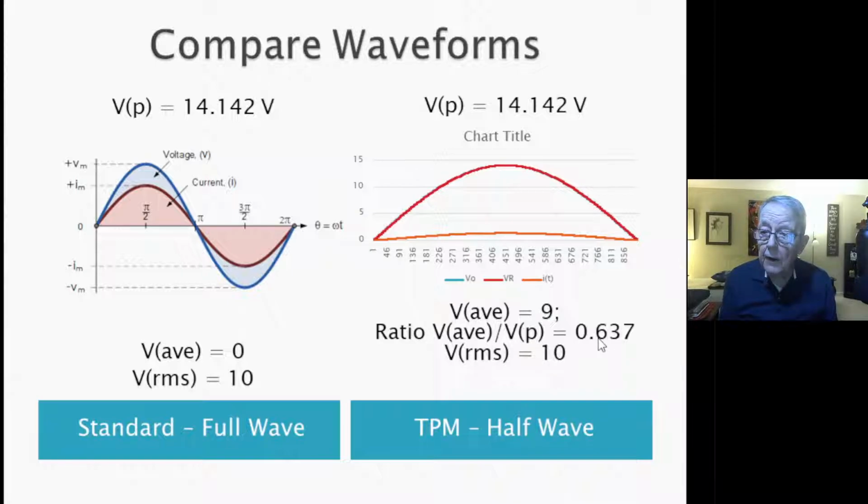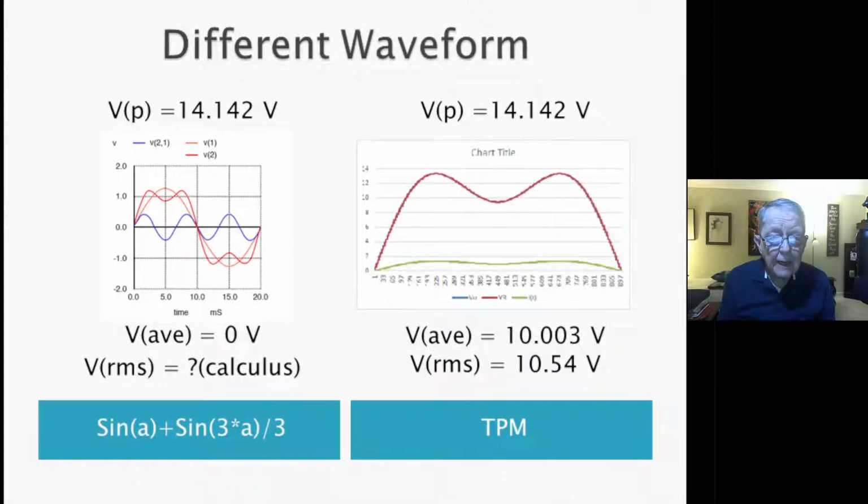So I verified with the spreadsheet that the average value of this curve is in fact 0.637, which is what was indicated earlier, and the RMS value is the same. So we get similar answers, but we're doing it a slightly different way. Now here's just a final one with a different waveform.